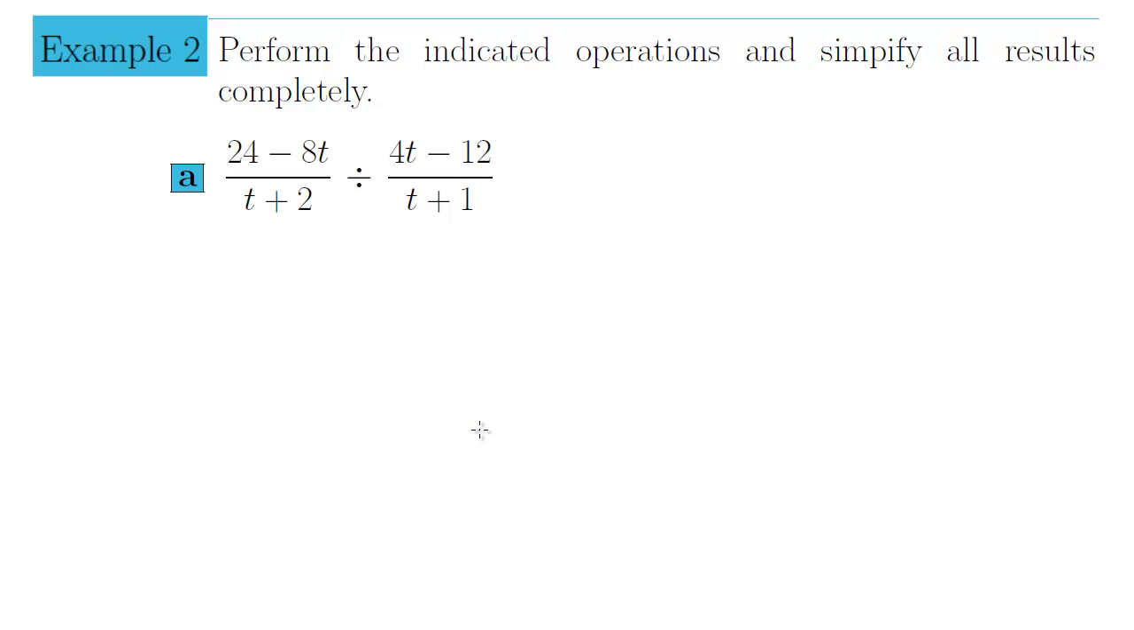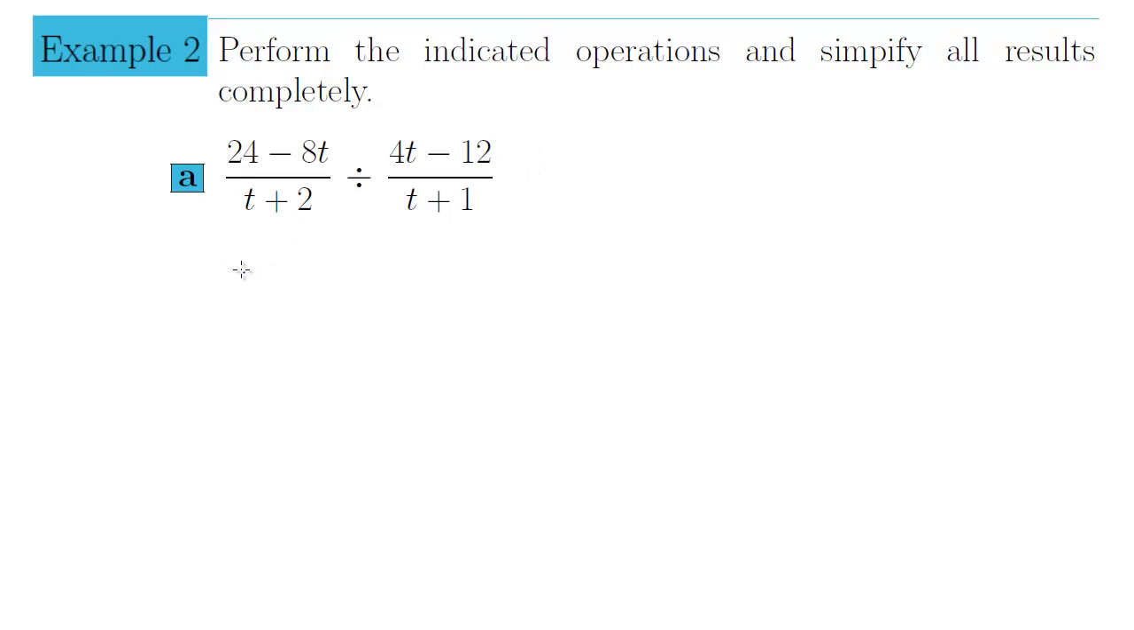Okay, so let's now take a look at example 2. Perform the indicated operations and simplify all results completely. 24 minus 8t over t plus 2 divided by 4t minus 12 over t plus 1. The first step you want to do is recognize what operation is being performed on these rational expressions. In this case, the operation is division. When you divide fractions, remember you need to invert your second fraction and multiply. So let's start by doing that.